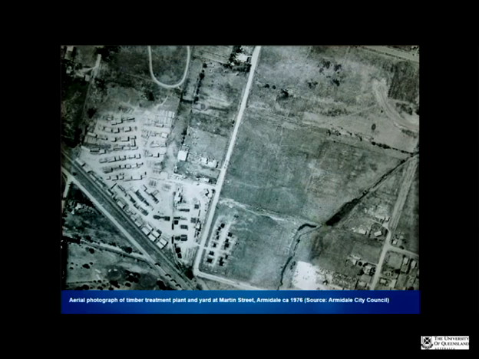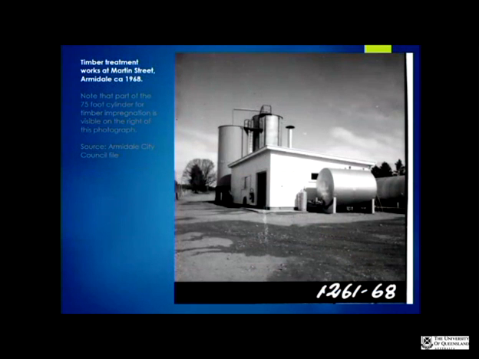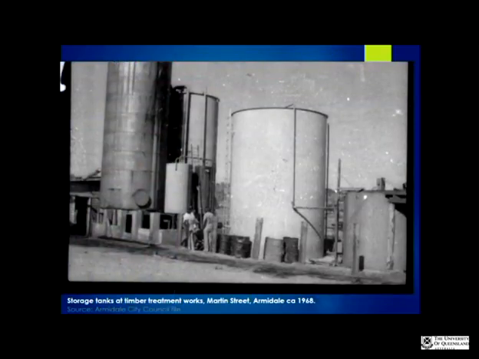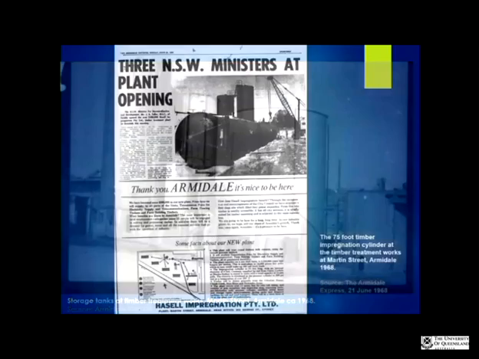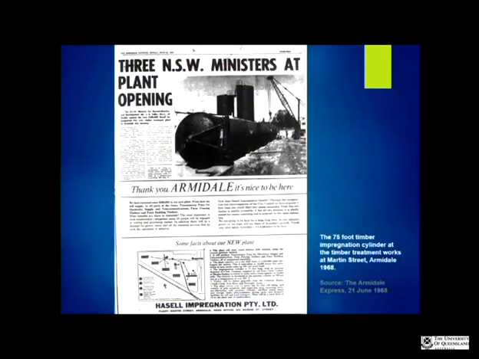And in addition to that, the council was actually very aware of contamination on the site. So if you look in the very back of this picture, you can see a long cylinder that's going off the photo. It's a 75-foot cylinder, and this is what caused most of the problems. These are their storage tanks on the site, and this is the news article from 1968. They had 3 New South Wales ministers present at the opening of the plant, and it was, what's it say, a $300,000 timber treatment plant at Armidale, and that's their cylinder that they were so proud of. That was it being installed.